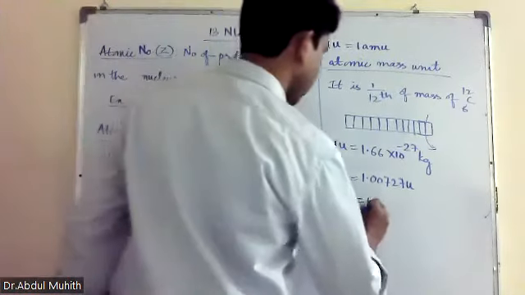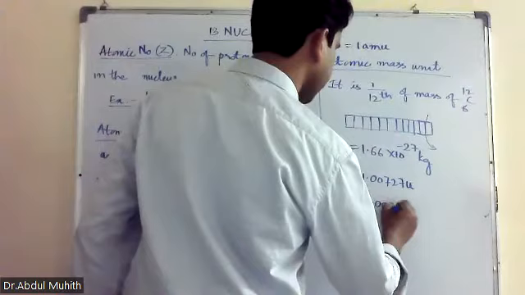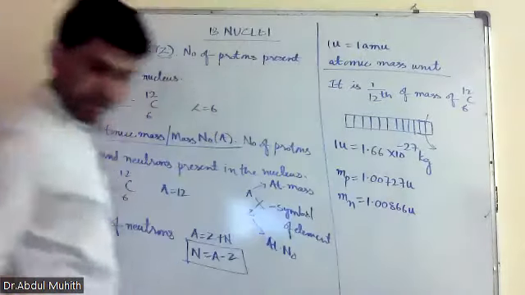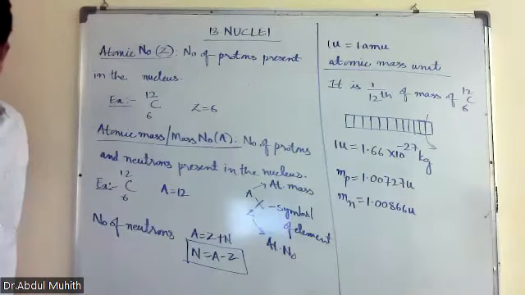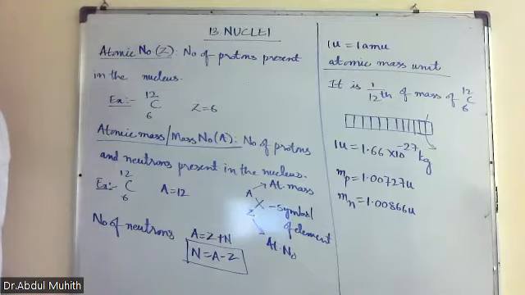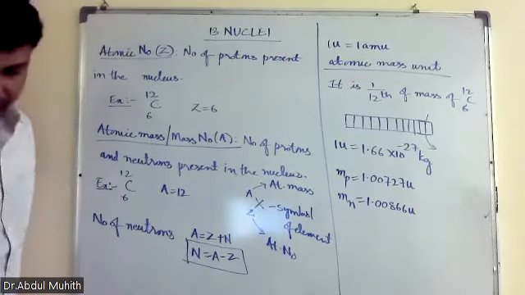1.00866 U. So that is the value of the mass of a neutron. Is that clear? Sir, but the mass of a proton is 1.6 into 10 raised to minus 27, right?